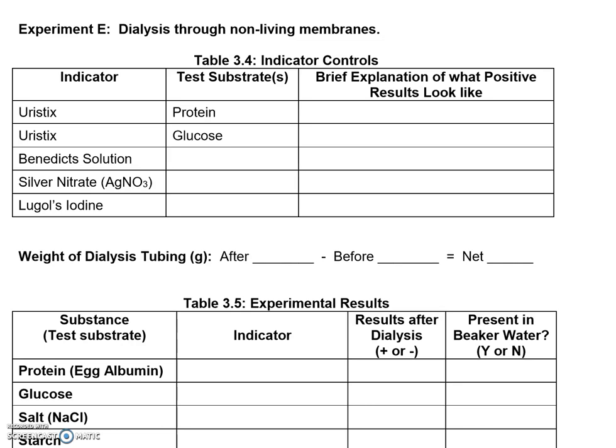For protein, it will be a color change from yellow to green. And for the glucose, it's also a color change, but from a turquoise, light blue, to first green, then brown.